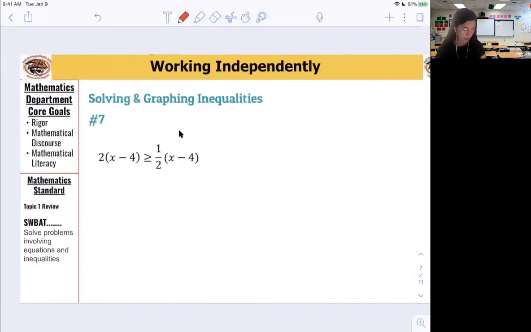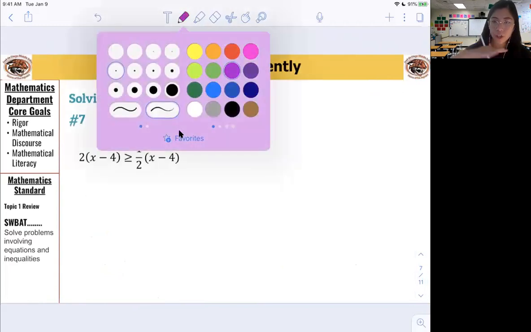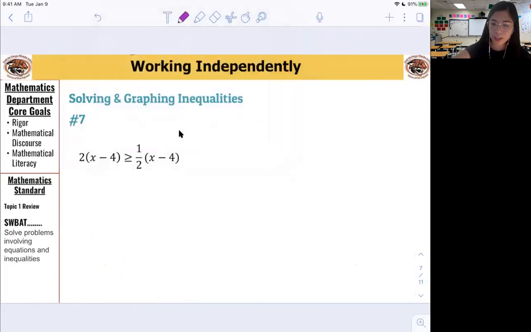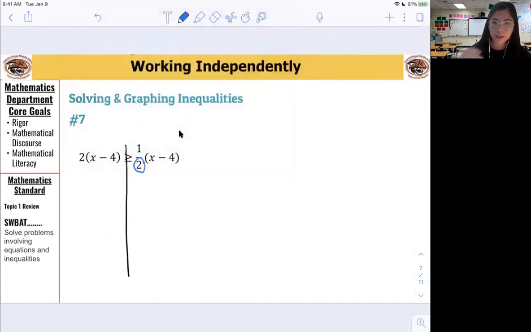Moving on, number 7 is very, very similar, but I have a fraction. So as we know, fractions have to go first. That's the first thing I'm going to eliminate. And just like I mentioned earlier, how do you eliminate a fraction? You're going to multiply by the denominator. My denominator is 2. So I definitely want to do that first. I want to multiply by 2 on both sides.